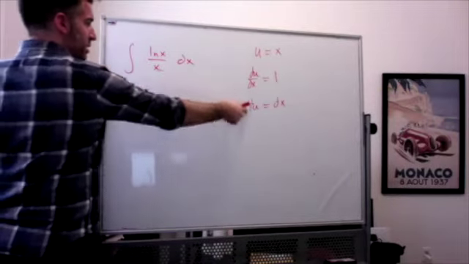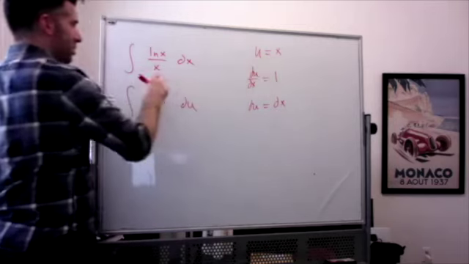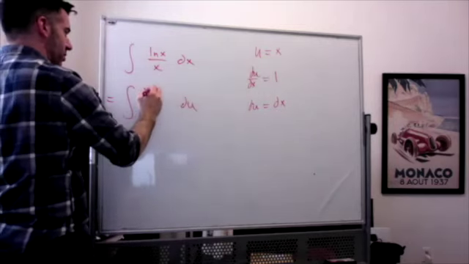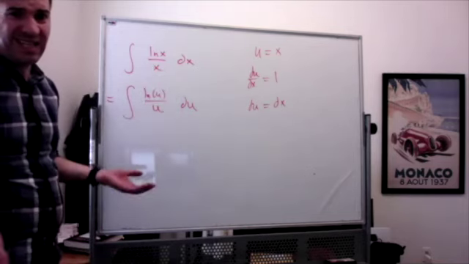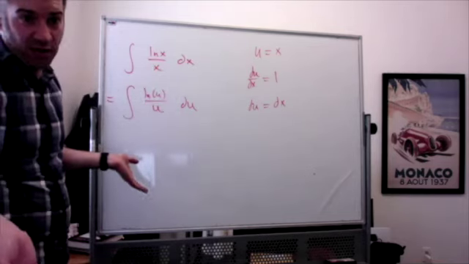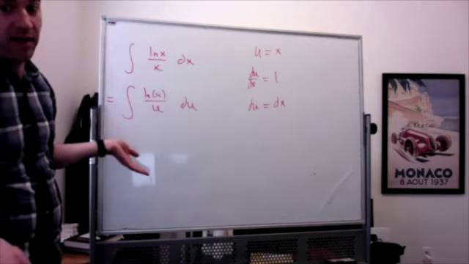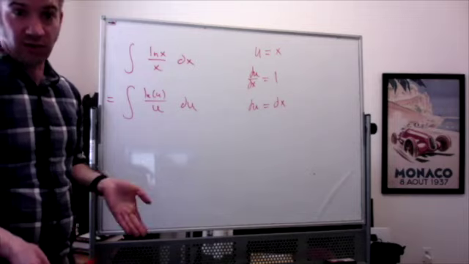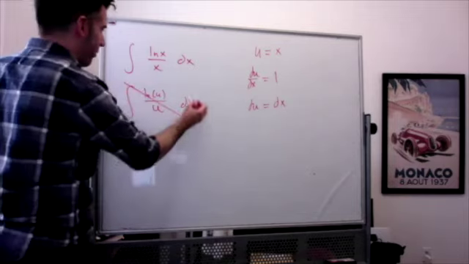So dx is du, and then replace each x with u. So natural log of x becomes natural log of u, and x becomes u. It didn't get anywhere. I didn't make any progress, right? This is still the same integral, just with different letters. And that's what choosing u equal to x is always going to result in: you're going to get the same integral just with u's instead of x's, which isn't helpful.